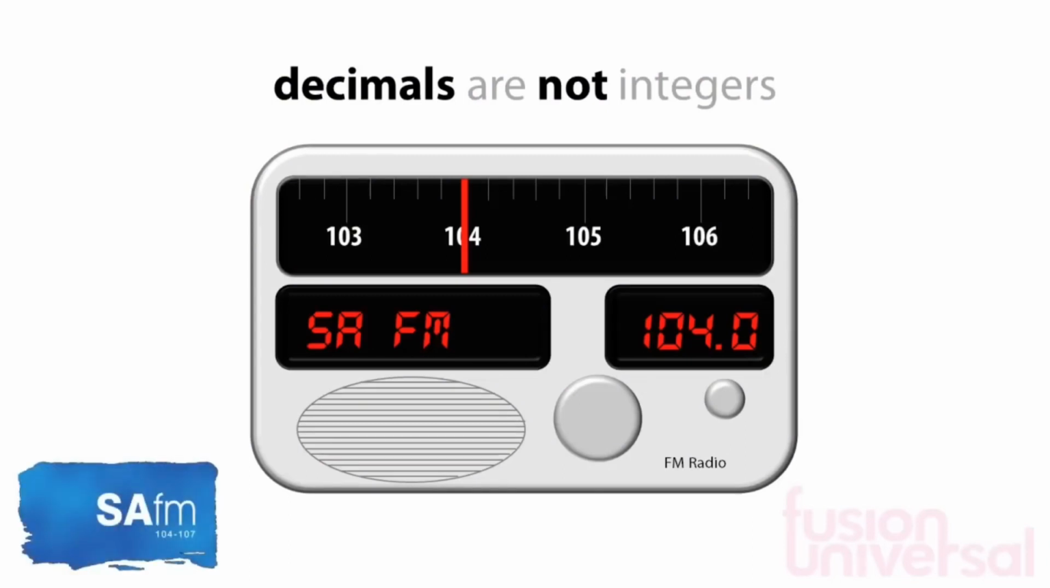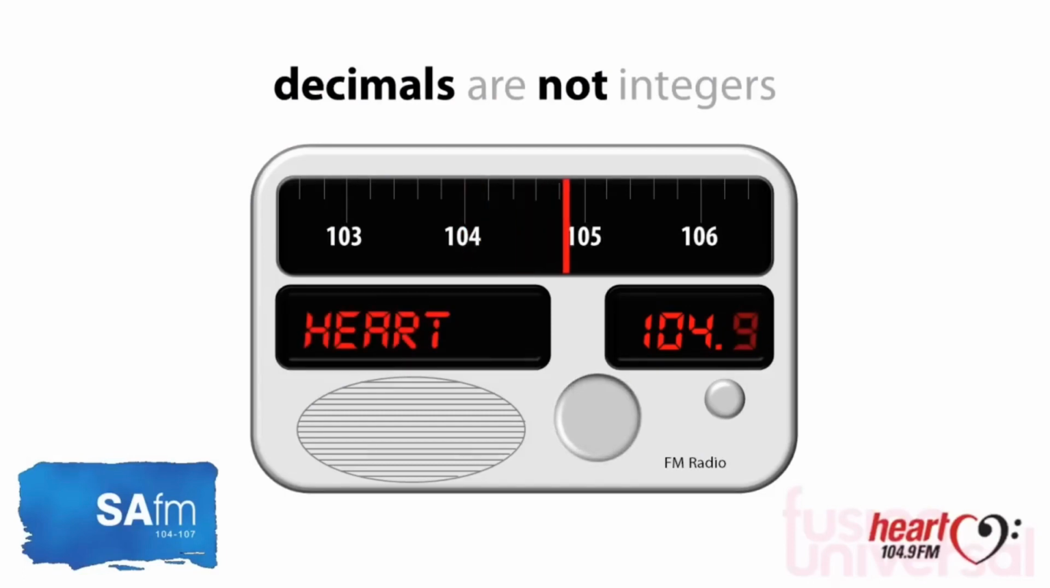If you like SAFM, then you set the frequency to 104. This is an integer. However, if you like Heart 104.9 FM, you tune into 104.9. This is not an integer, it is a decimal.